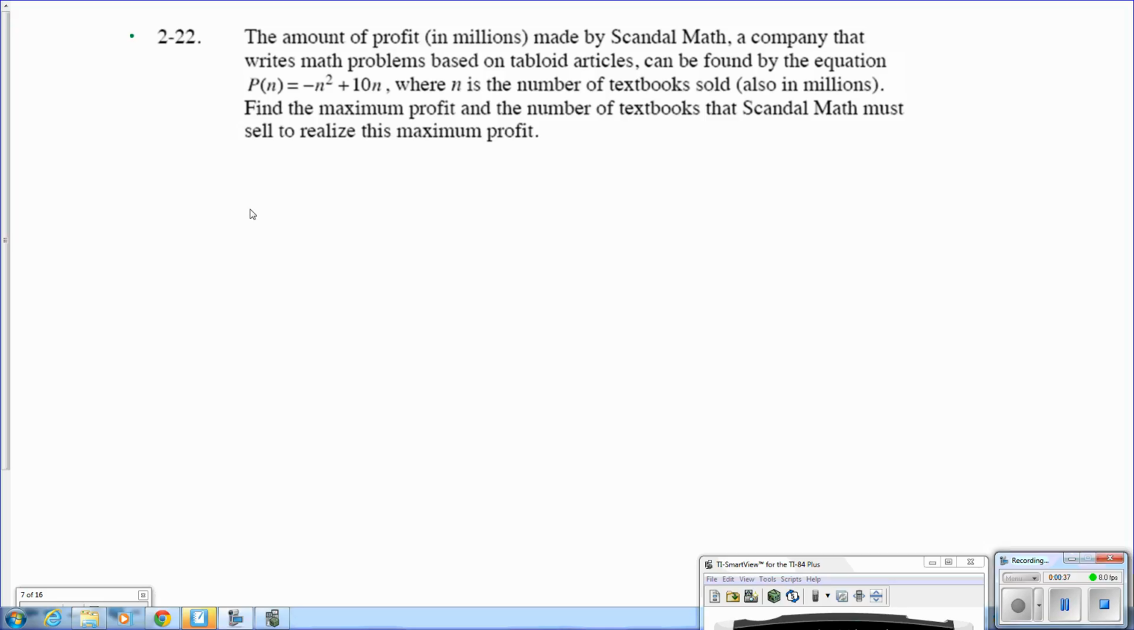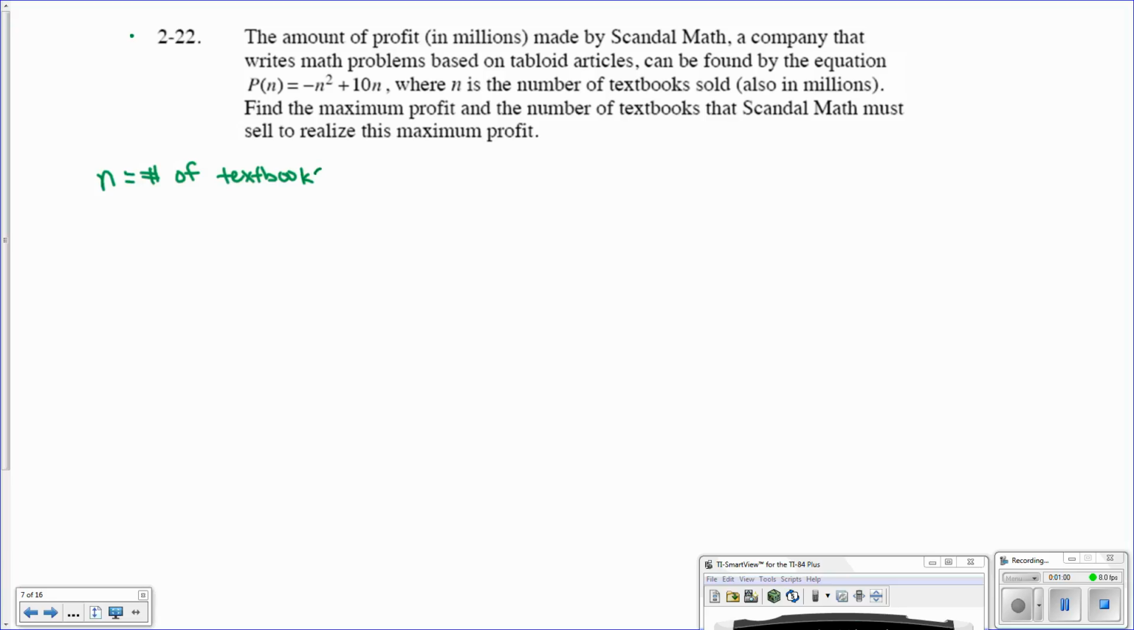All right, so remember, this is a function, a profit function here. Depending on the number of textbooks that are sold, remember n is going to represent the number of textbooks sold, and that's in millions. So if we look at this function here, I'm going to graph it so we can see what it looks like.